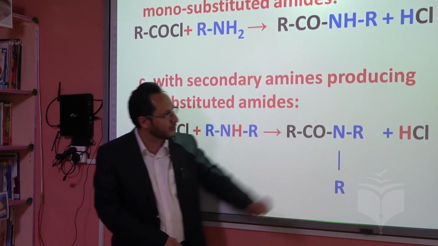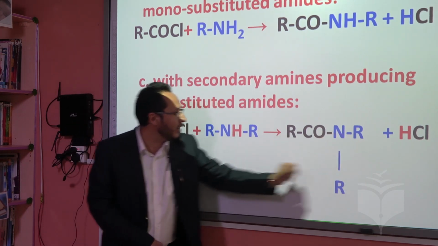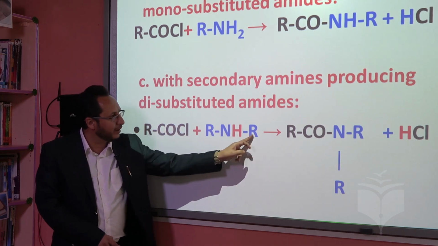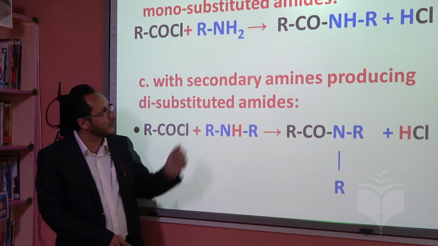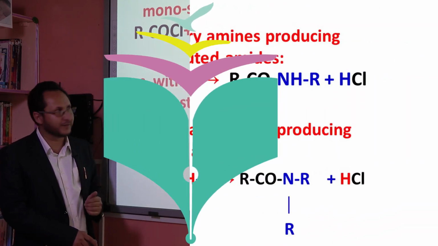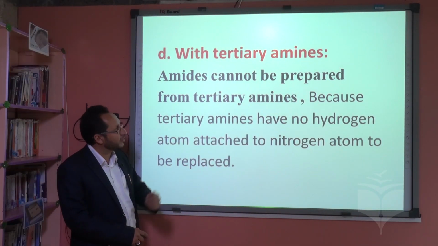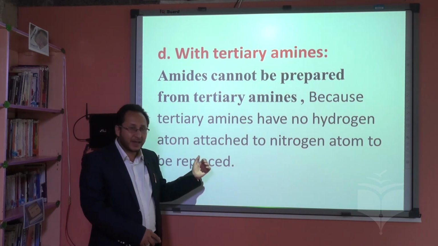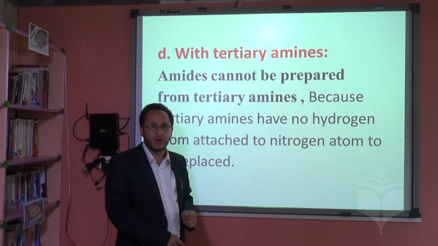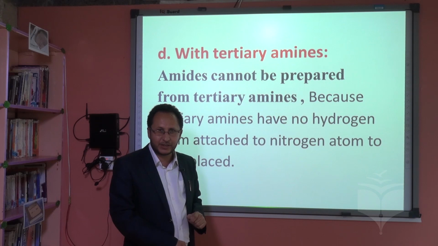Now what we have here is RCO, NRR'. So this is for the reaction of secondary amines with carboxylic acids or acid derivatives. Now what about the tertiary amines? Amides can't be prepared from the tertiary amines. Why? Because in the tertiary amine there is no hydrogen atom attached to the nitrogen atom.